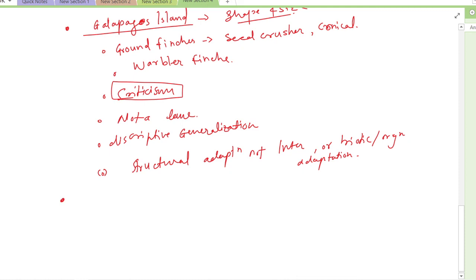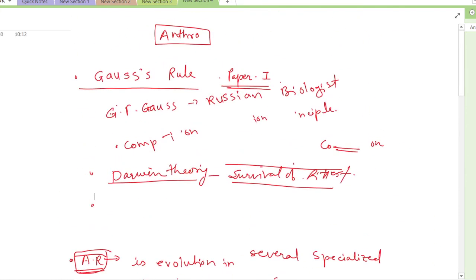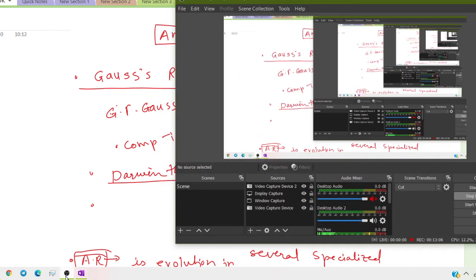So we have now discussed a very important topic, that is Gause's law. This can be asked as a short question and answer.